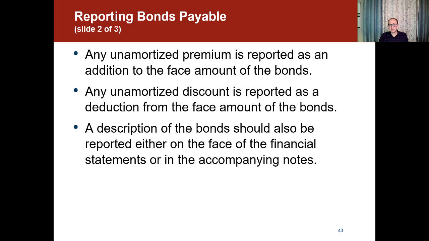Any unamortized premium is reported as an addition to the face amount of the bond, and any unamortized discount is reported as a deduction from the face amount of the bond. I think that's just something that's easy to remember: premiums are added, discounts are deducted or subtracted. The description of the bonds should also be reported either on the face of the financial statements or in the accompanying notes, or what we call the disclosures.